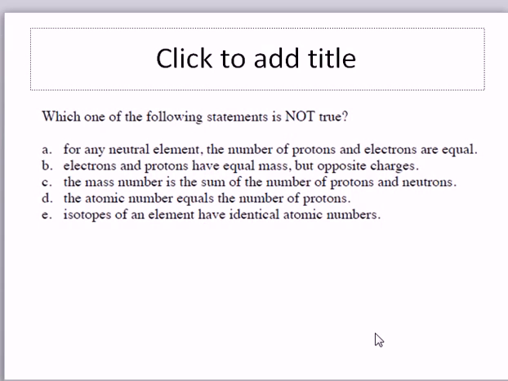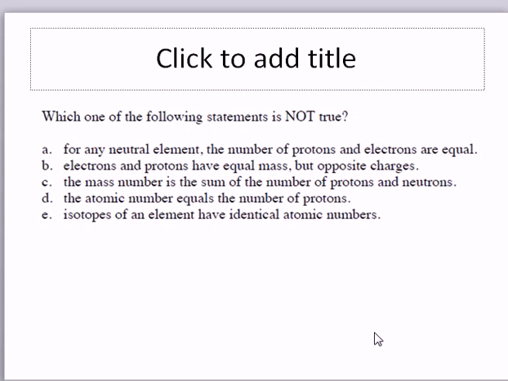Now the thing with multiple choice exams is that you are testing a broader source of knowledge, so that's why they can be more difficult than a written response. So let's take a look at this question. You're given a list of statements and you have to determine which of the statements is not true, which is another way of saying which of these statements is false. So let's take a look. We can start at the bottom and work our way up.